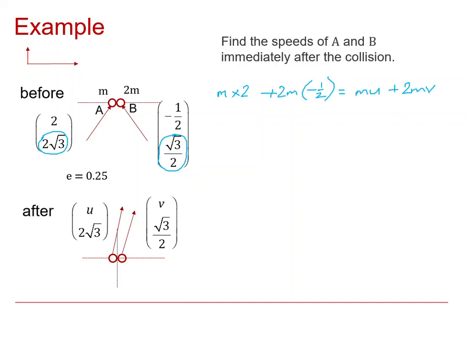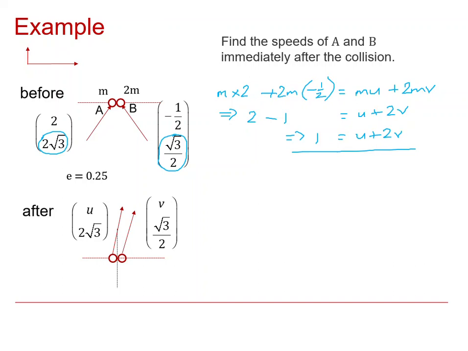Let's simplify that. We can lose the m's and get 2 minus 1 is equal to u plus 2v, and so a final simplification is that 1 is equal to u plus 2v. That's using momentum components conserved along the line of centres. We've also got the law of restitution, which can be applied along the line of centres.